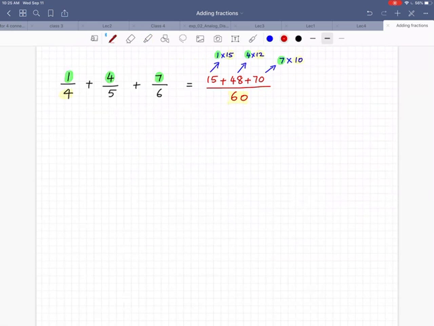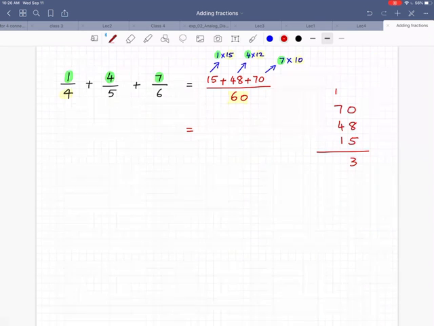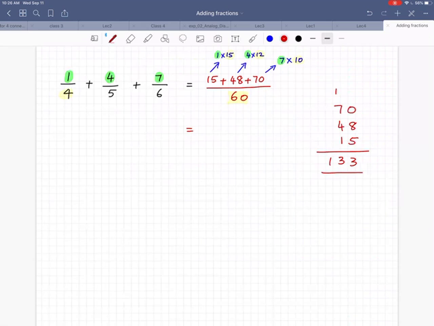Now the problem has become an easy problem. So 15 plus 48 plus 70, we'll just quickly add them up. Let's line up the numbers so that their place values line up. 8 plus 5 gives me 13. I'm going to carry a 1, write a 3 here. 7, 8, 9 plus 4 gives me a 13. So my answer over here should be 133 divided by 60. And that's my answer for adding up those three fractions.